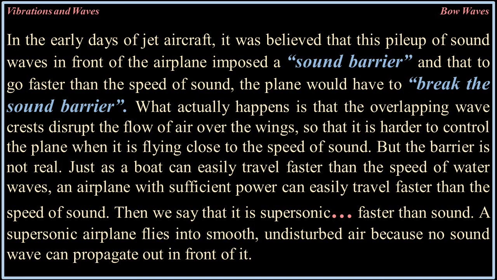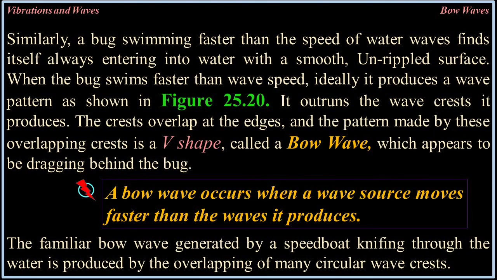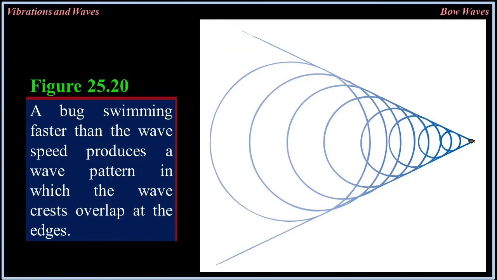A supersonic airplane flies into smooth, undisturbed air because no sound wave can propagate out in front of it. Similarly, a bug swimming faster than the speed of water waves finds itself always entering into water with a smooth, unrippled surface. When the bug swims faster than wave speed, ideally it produces a wave pattern as shown in Figure 25.20. It outruns the wave crests it produces. The crests overlap at the edges, and the pattern made by these overlapping crests is a V shape, called a bow wave, which appears to be dragging behind the bug.